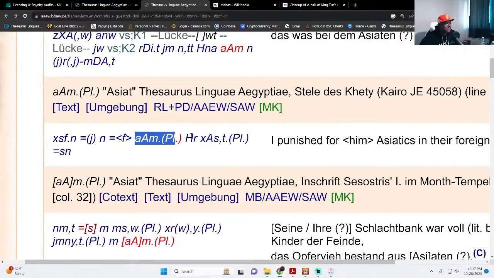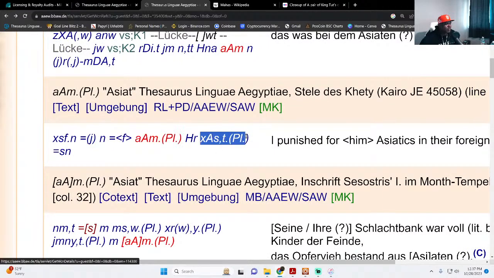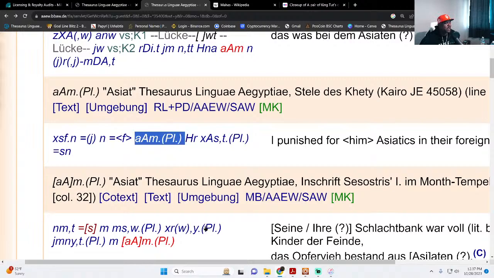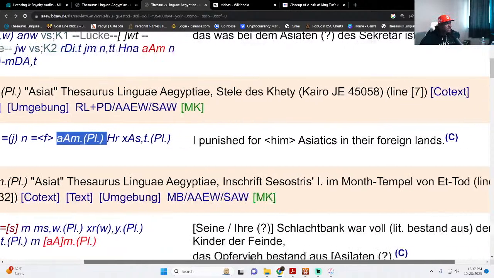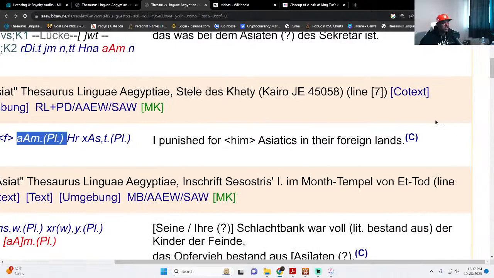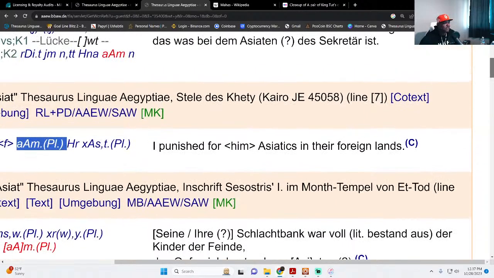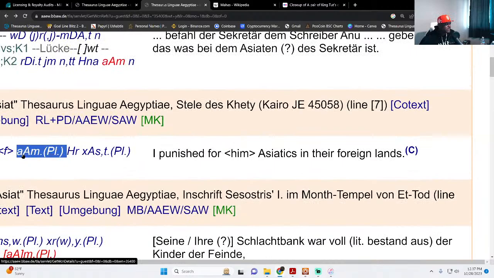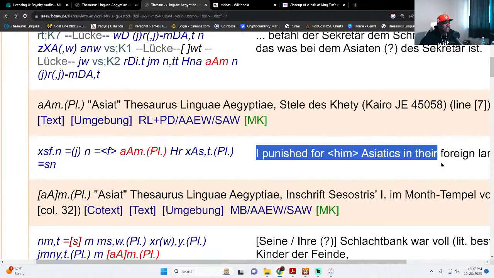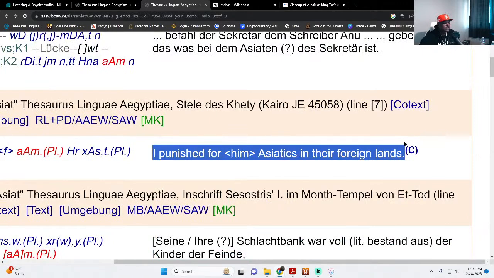Now, when they attach A'amu to locations like Retnu and A'amu to locations like Kanana, we have to say that they're attaching this term to peoples of that region. But like I say, my brother Reggie said he found those people, this term attached to Libyans. So notice the second time we see Asiatics reference, they getting punished in the Middle Kingdom.